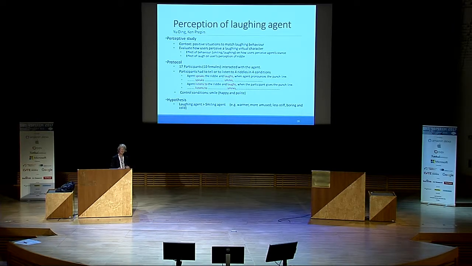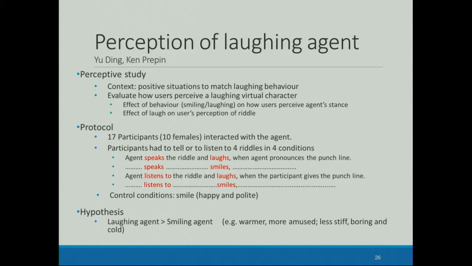So again, as for the smile, okay, so we finally got the smile, the laughter. Let's see how a laughing agent is perceived, how users perceive the social stance of the laughter. So we go back to the study we've done with smiles, where the agent tells a stupid riddle, and here we consider either smiling or laughing context. So we have several participants, and we have 4 conditions where the agent speaks the riddle and laughs or smiles when the agent pronounces the punchline.